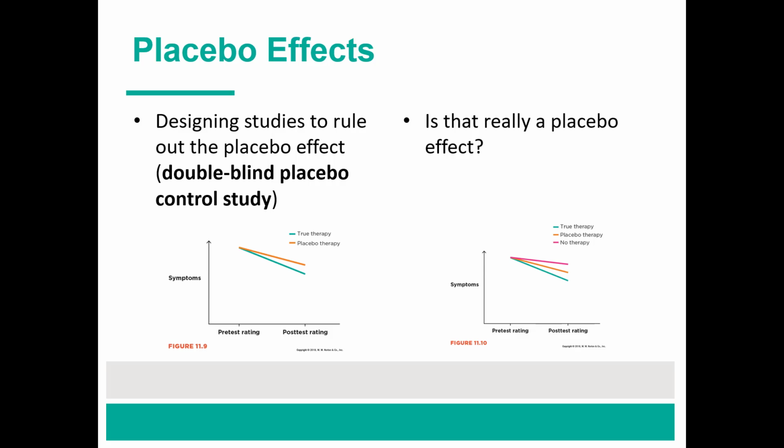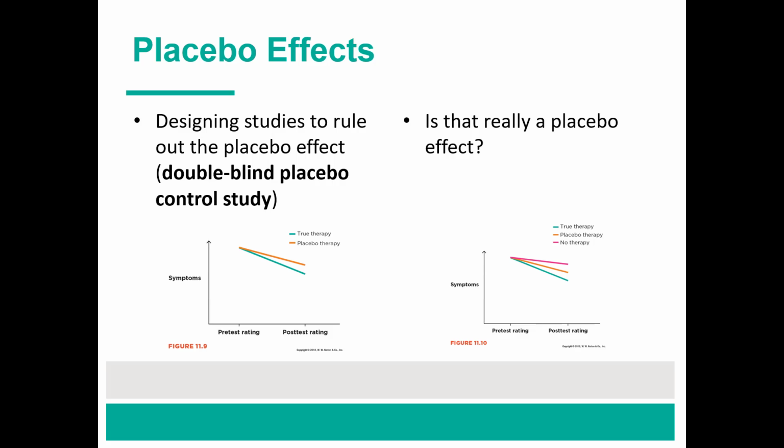In the figure on the left, you can see that both groups' symptoms decreased. However, the group getting the true therapy improved more than the group getting the placebo therapy, which suggests that the therapy had some effect. But is that really a placebo effect? In the figure on the left that we just talked about, there might not be a placebo effect. However, perhaps some of the improvement was due to maturation, history, regression, testing, or instrument threats.